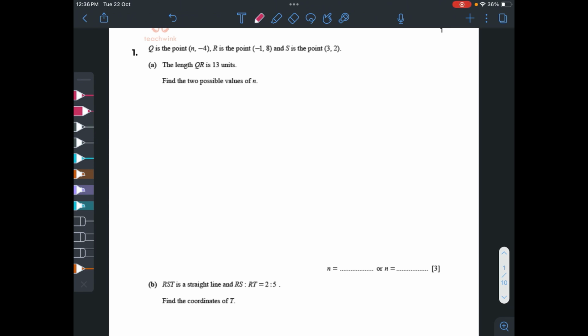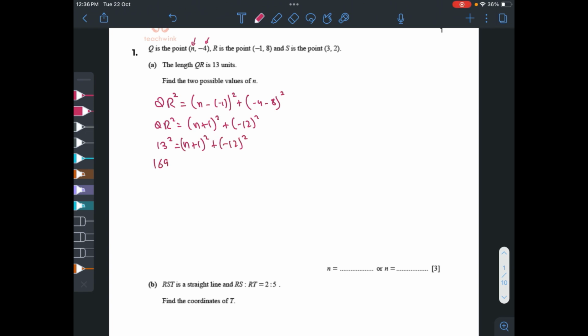In order to find the value of n, first of all, we write QR squared, the formula for the length of the line QR. So QR squared is equal to (n minus -1) whole squared plus (-4 minus 8) whole squared. When you solve this, QR squared is equal to (n plus 1) whole squared plus (-12) whole squared. And QR over here is 13, so 13 squared is equal to (n plus 1) whole squared plus (-12) whole squared.